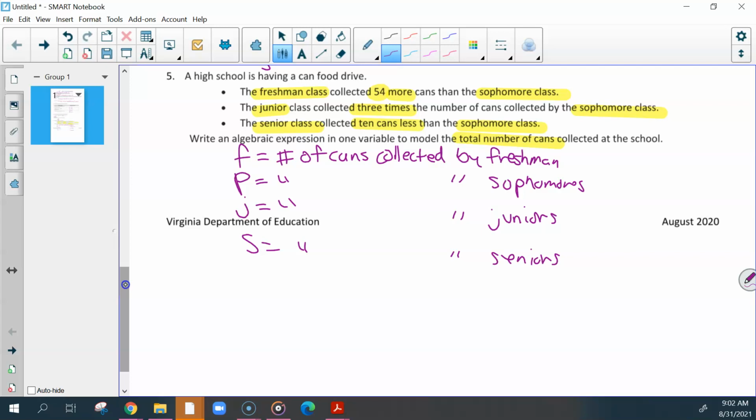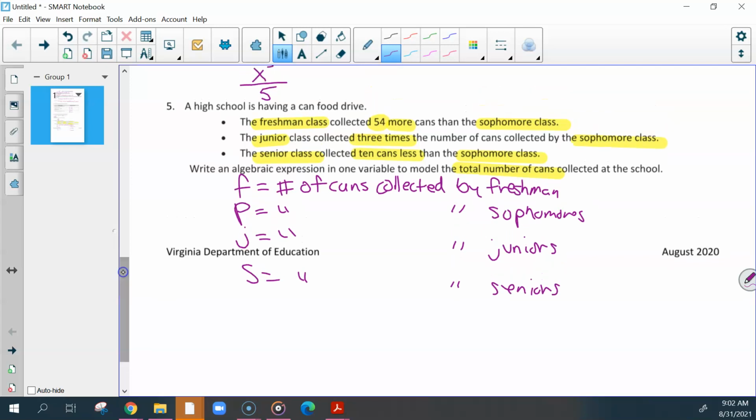Okay. So we need to look at each one separately and see if we can make an expression for each one first. So the freshman class collected 54 more than the sophomore class. How could we write an expression for that? Jenna? I use the same variable for all of them because they're all the sophomore class. Okay. So in this case, what we'll find is that you end up using the same variable. Sure, tell me what you have.